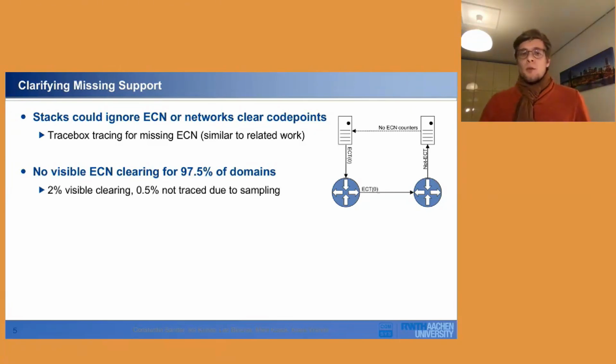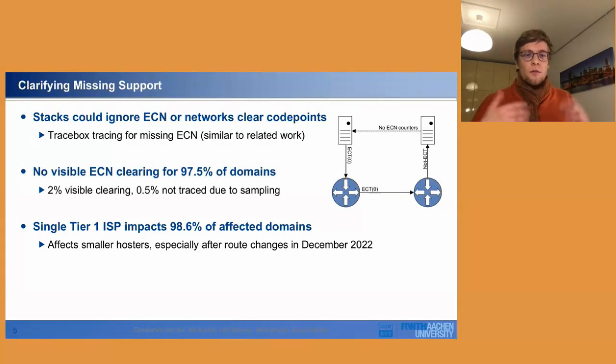Similar to related work, we use this to trace the paths of all the domains that were supporting ECN and those that were not. We found for 97.5% of the domains that there hasn't been any visible ECN clearing on the path. For 2%, we found visible clearing, and for 0.5%, we didn't trace, as we are subsampling our measurements to relieve the network. For this 2% where we saw visible clearing, we saw a single tier 1 ISP, which impacted 98.6% of these domains.